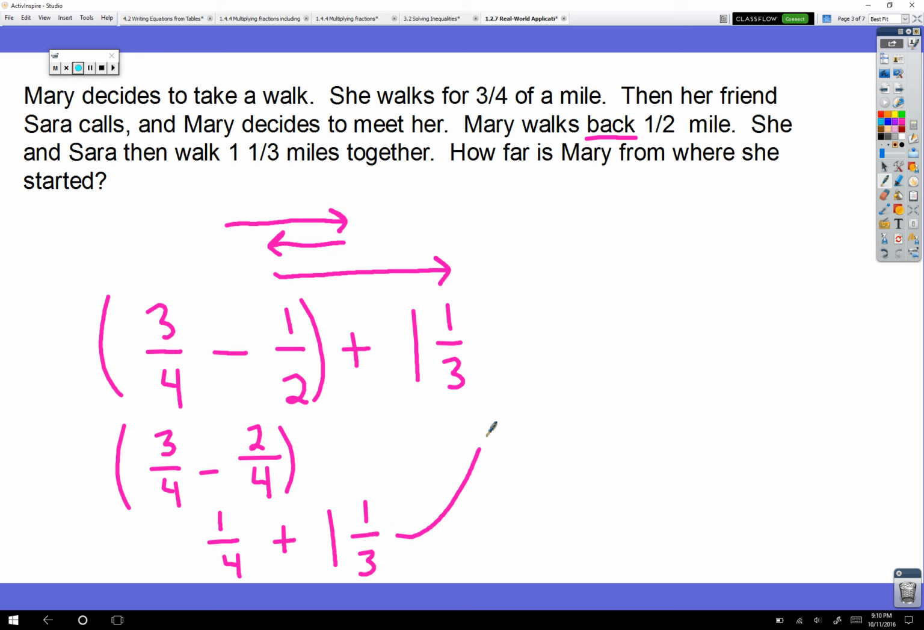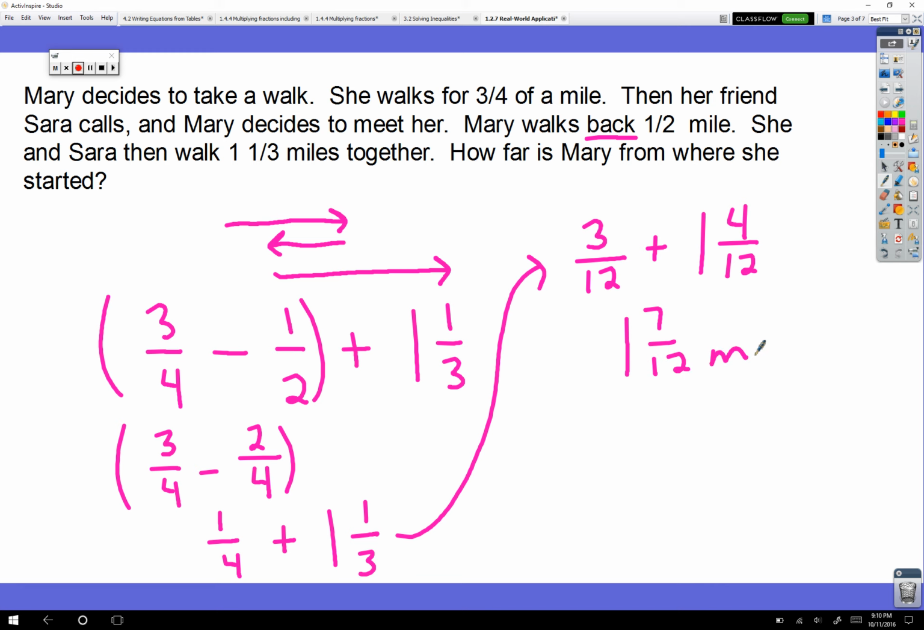I'm going to need to move up here. I'm going to get a common denominator. 3 does not go into 4. 4 times 3 is 12, so I can use 12 as a common denominator. 4 times 3 is 12. 1 times 3 is 3, plus 1. 3 times 4 is 12. 1 times 4 is 4. So I have 1 and 4/12. If I have 1 and 4/12, then I add 3/12. I have 4 plus 3 is 7/12. So she is 1 and 7/12 miles from where she started.